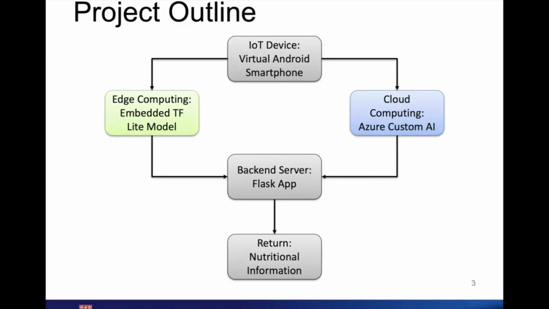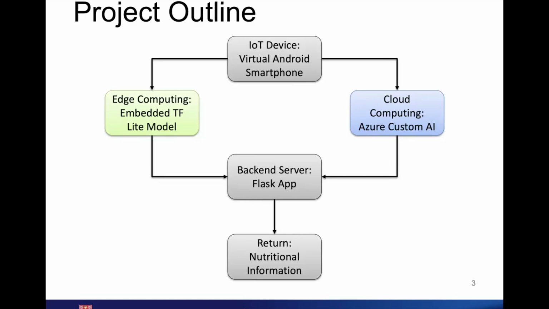Moving on, we have an overview of the project that I did. The IoT device used is an Android smartphone, but I used a simulation of it in Android Studio for testing purposes. Additionally, for the edge computing component of my project, I made use of a TensorFlow Lite model that is directly embedded into my Android application. This model is meant to do the first round of identification and estimation. However, in the case that this light model is unable to identify the food present in the picture, this is where the cloud computing component comes in.